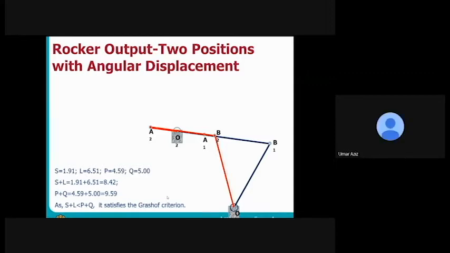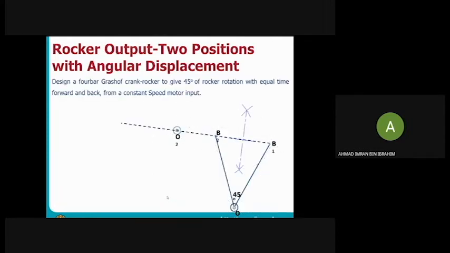So how do you get the O2? Pardon? The O2, how do we get O2? It also doesn't matter. It's up to you where O2 is, but it should be along this line. It can be anywhere. You can create O2 here. It's okay, but later on you need to check with the Grashof condition, right?